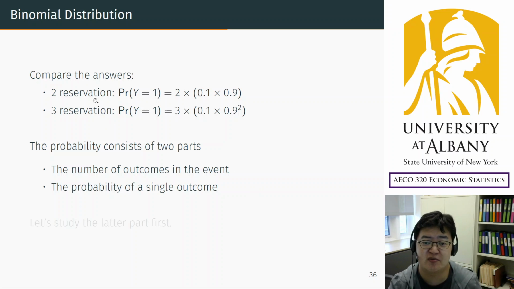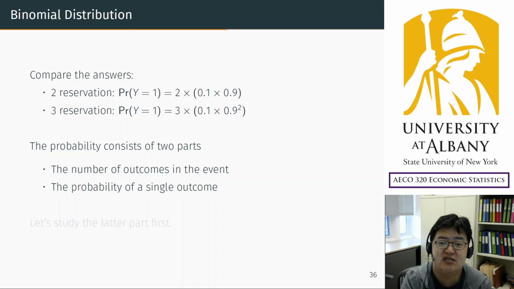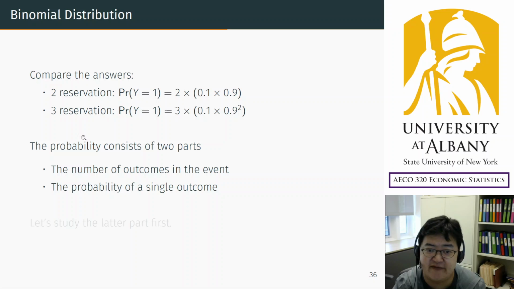So when you have 2 reservations, it goes like this. And when you have 3 reservations, it goes like this. So the number multiplied here is the number of cases included in this event, right? When you have 2 reservations, you have to think about A cancels or B cancels. So there are 2 cases. But when you have 3 reservations, it could be A or B or C. So you have to consider three cases. So the first number captures the number of possible cases in this event.